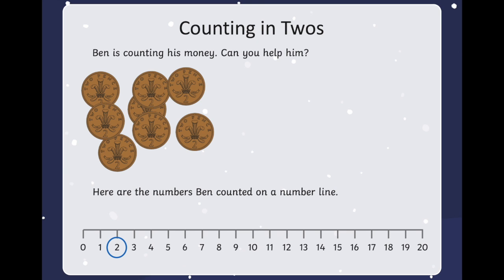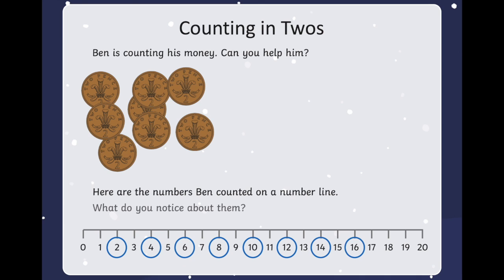Here are the numbers Ben counted on a number line. Let's count them together. Remember, each time we count, we are jumping 2 places because we are counting in 2s. 2, 4, 6, 8, 10, 12, 14, 16. What do you notice about these numbers? Take a few seconds to look at the numbers and see, can you notice anything about them?